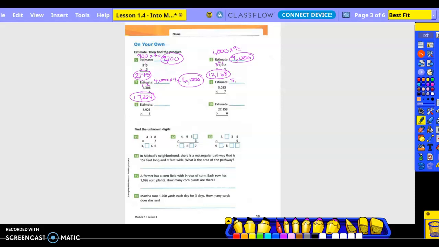5,033. Are we going to estimate it to 5,000 or 6,000? 5,000. So 5,000 times 7 equals 35,000. Okay. 7 times 3 is, carry the 2. 7 times 3 is, plus 2 is, carry the 2. 7 times 0 is, plus 2 is, 7 times 5 is 35,231. Is that correct? Close?